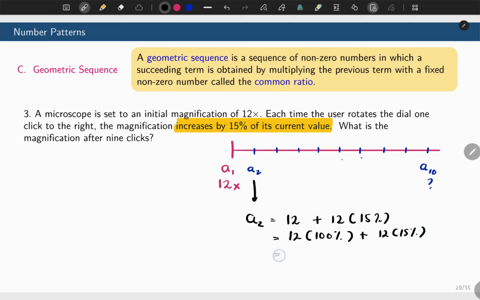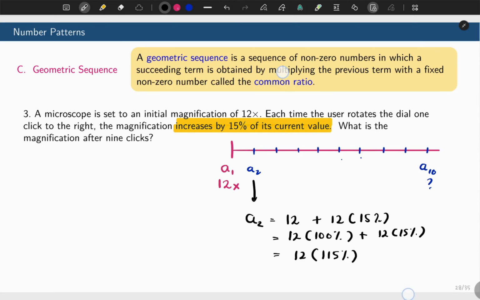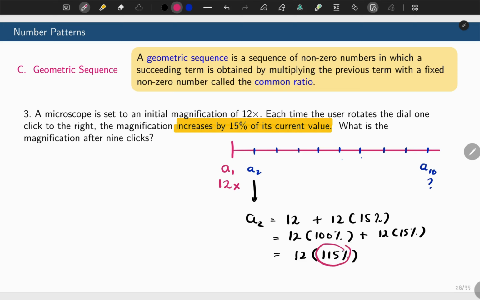Now, applying factoring, this one becomes 12 times 115%. Add mo lang 100 plus 15, 115%. So, when you multiply 12 by 115%, pinapalaki mo yung 12 by 15%. Okay? Kasi diba kasama na dun yung 100% eh. So, ito na yung pinaka-rate natin, itong 115%.